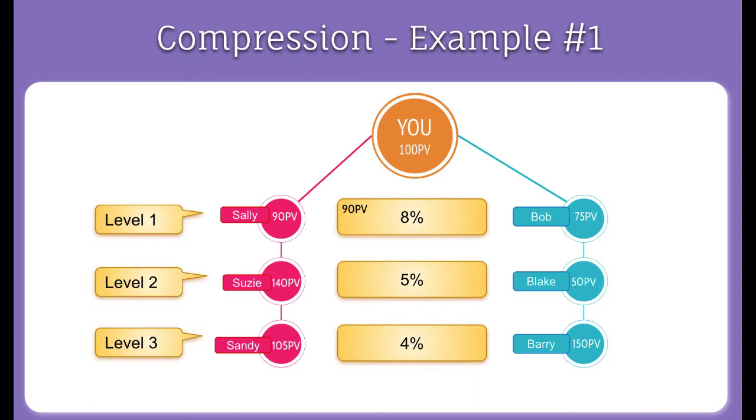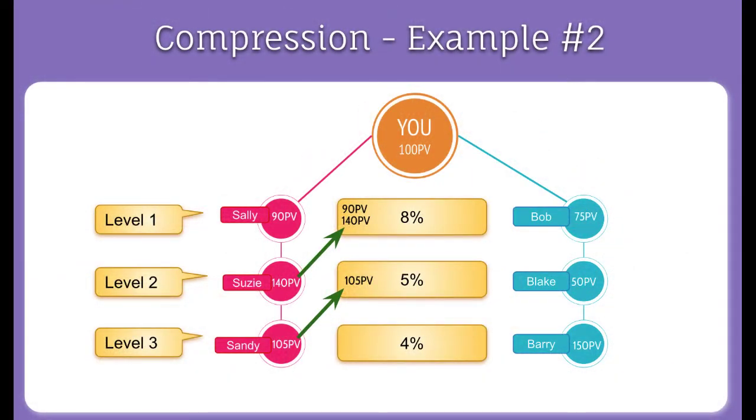So Susie's PV will compress up to the level 1. So Susie's 140 PV will compress up to the level 1, and we will earn 8% on that 140 PV. Because Susie's PV has compressed up 1 level, this means Sandy's PV will compress up 1 level as well. So Sandy's PV, which is 105, will compress up to level 2, and so we're going to earn 5% on that 105 PV. In the next slide, we'll have a look at the second example in Bob's leg.